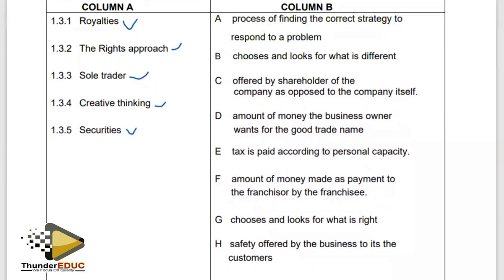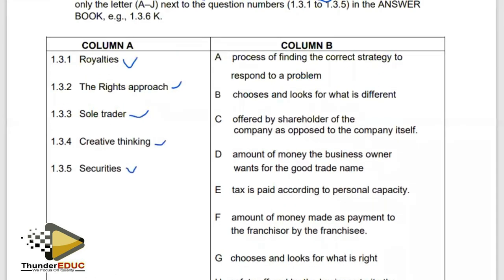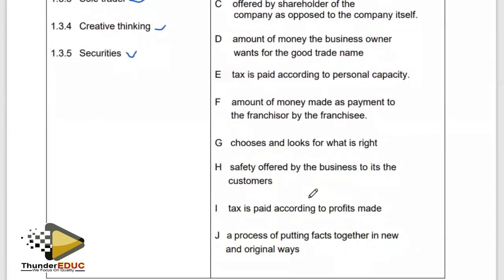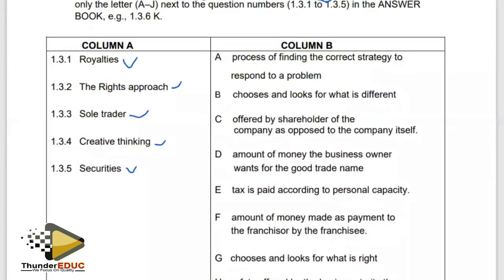Tax is paid according to personal capacity. Yes. Then you will try to understand what it is. Let's go to another description. F: amount of money made as a payment to the franchisor by the franchisee. Okay. Then you shall come to see what they are trying to mean. What are these people trying to mean?